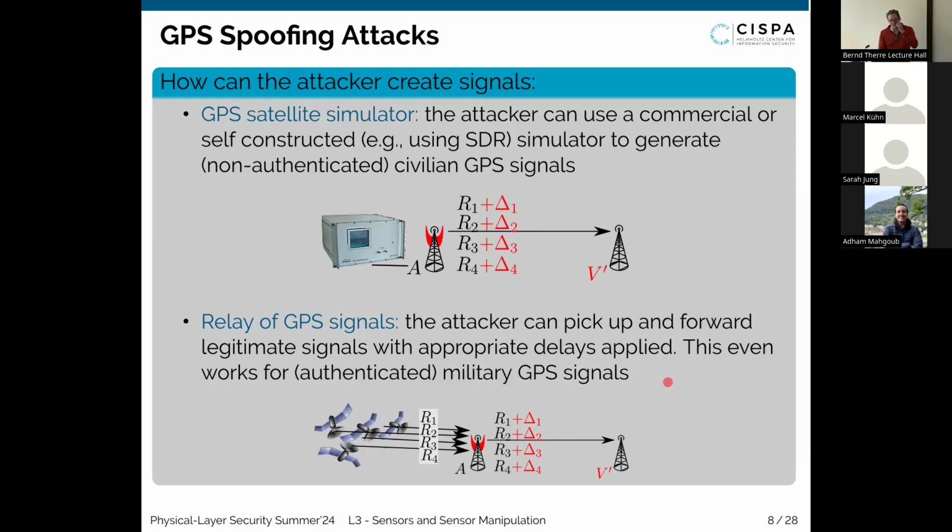Yes, is there a question here? Very basic question. But is the communication itself encrypted? How do you encrypt it? Plain text? It's not encrypted. Yeah. Public GPS is not encrypted.